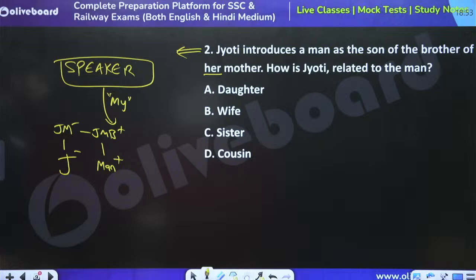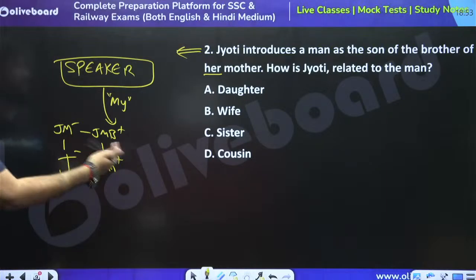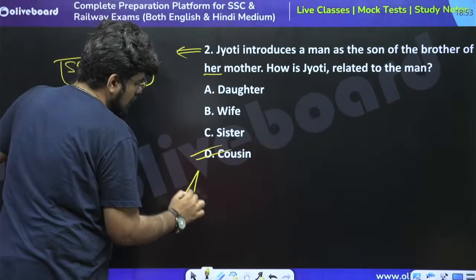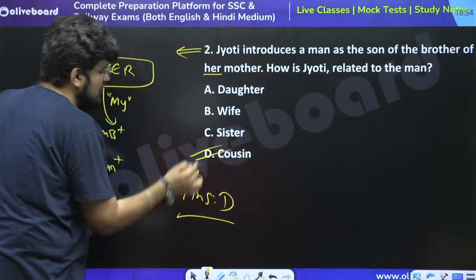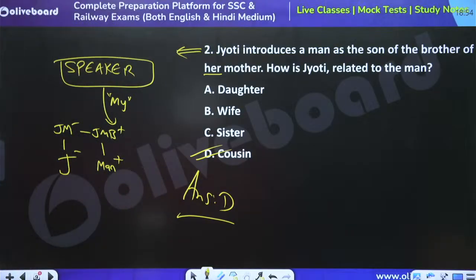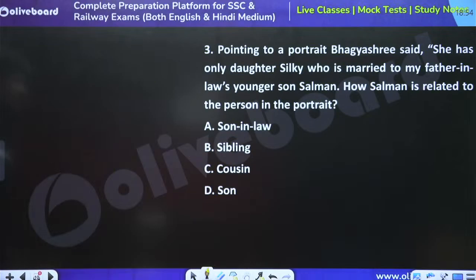Now the question asks, how is Jyoti related to the man? Jyoti is the cousin of the man. Simple. A lot of people end up writing sister. She is not the sister of the man. She is the cousin of the man. Absolutely right. Very good. My students are all smart. They actually don't need these classes, I think. Okay. Everybody clear? Next. If you have any issue, you can point it out. Just ask me in the chat box anywhere.